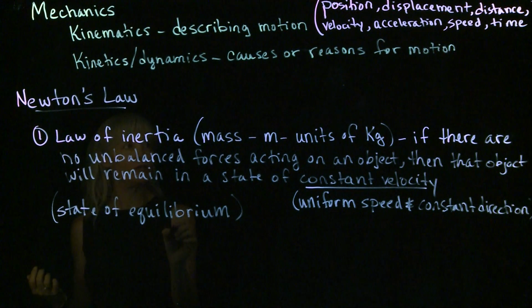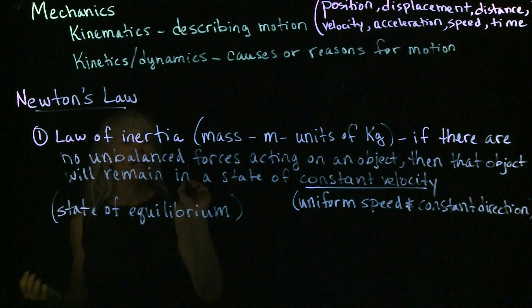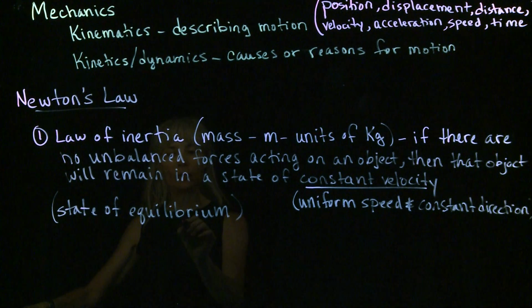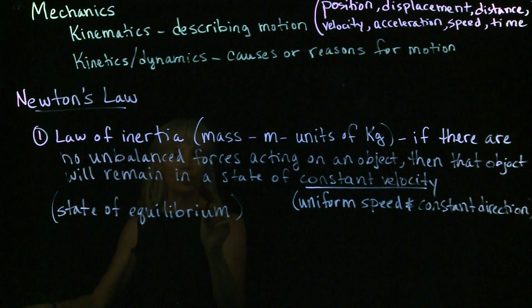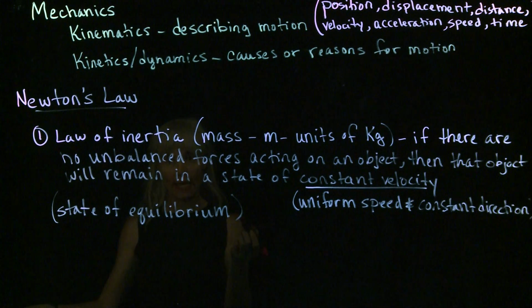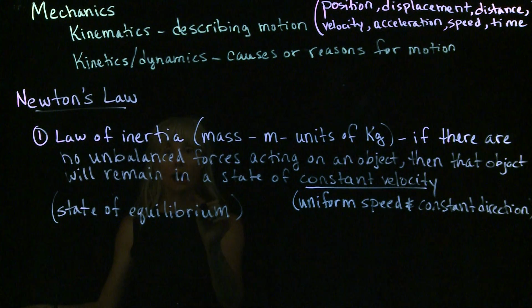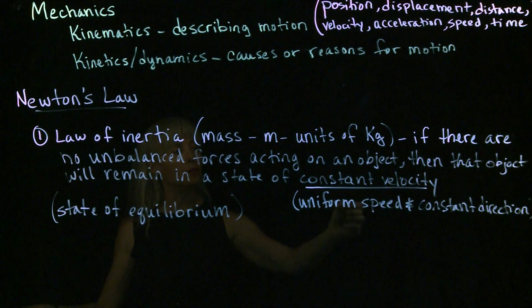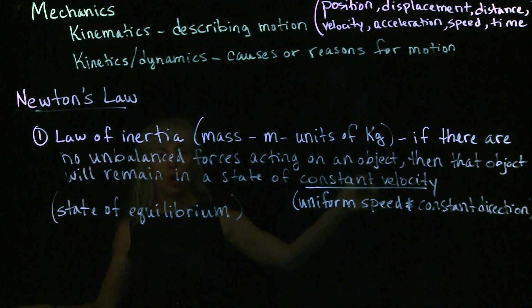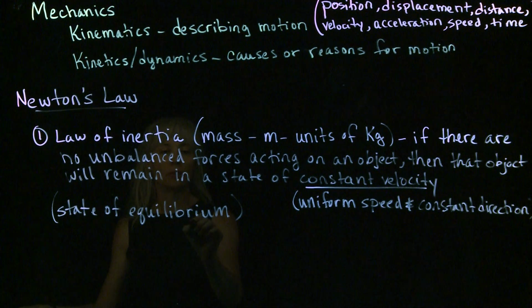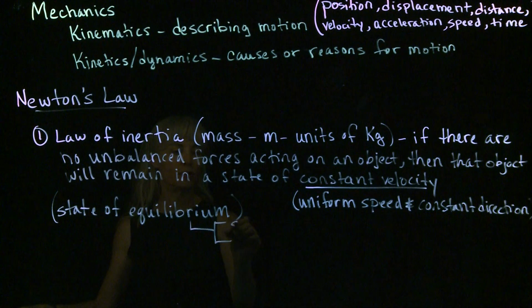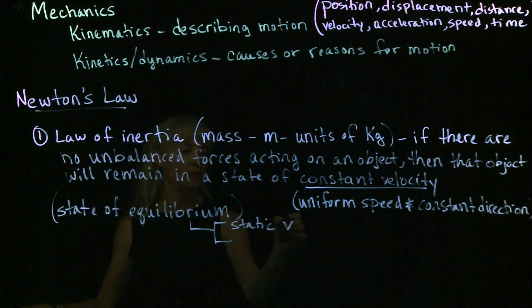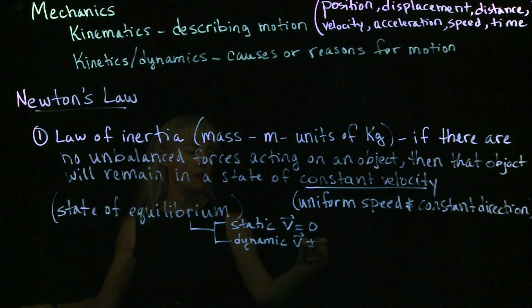And there's two different types of equilibrium. There's static equilibrium and there's dynamic equilibrium. So static equilibrium means that the object is not moving at all relative to the frame you are looking at it from. Dynamic equilibrium is a velocity that is not zero, but again is constant, meaning that it is moving at a constant speed in a constant direction. So two types of equilibrium. There's static, where the velocity is equal to zero, and then there is dynamic, where the velocity is not equal to zero.